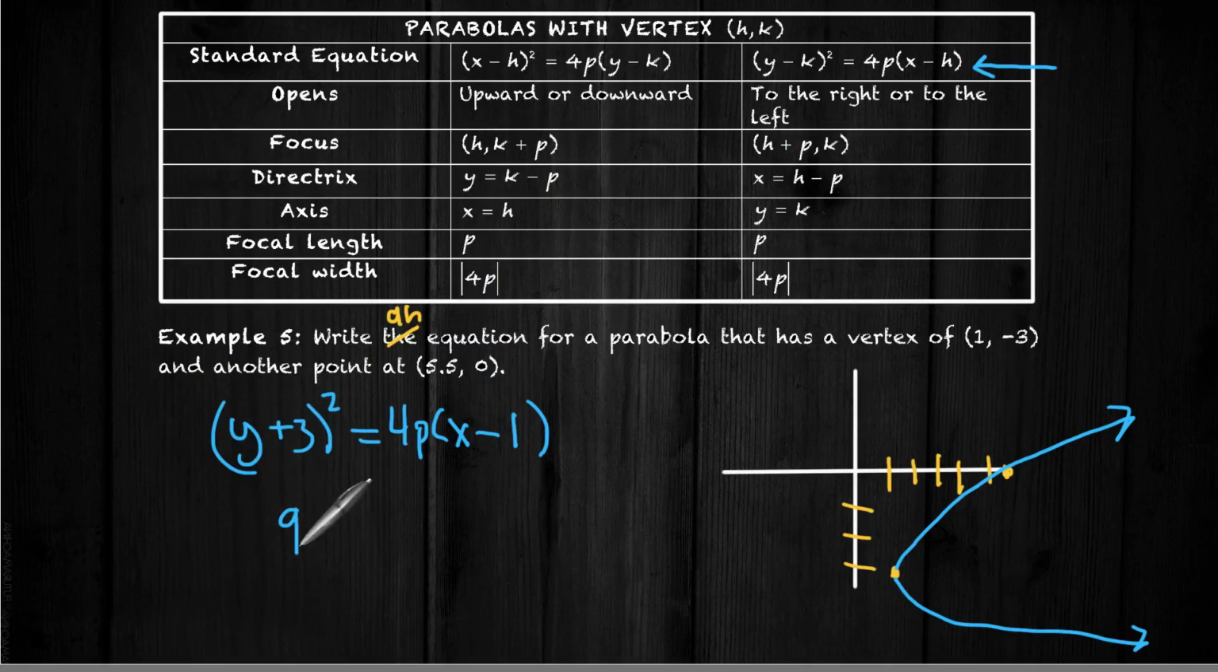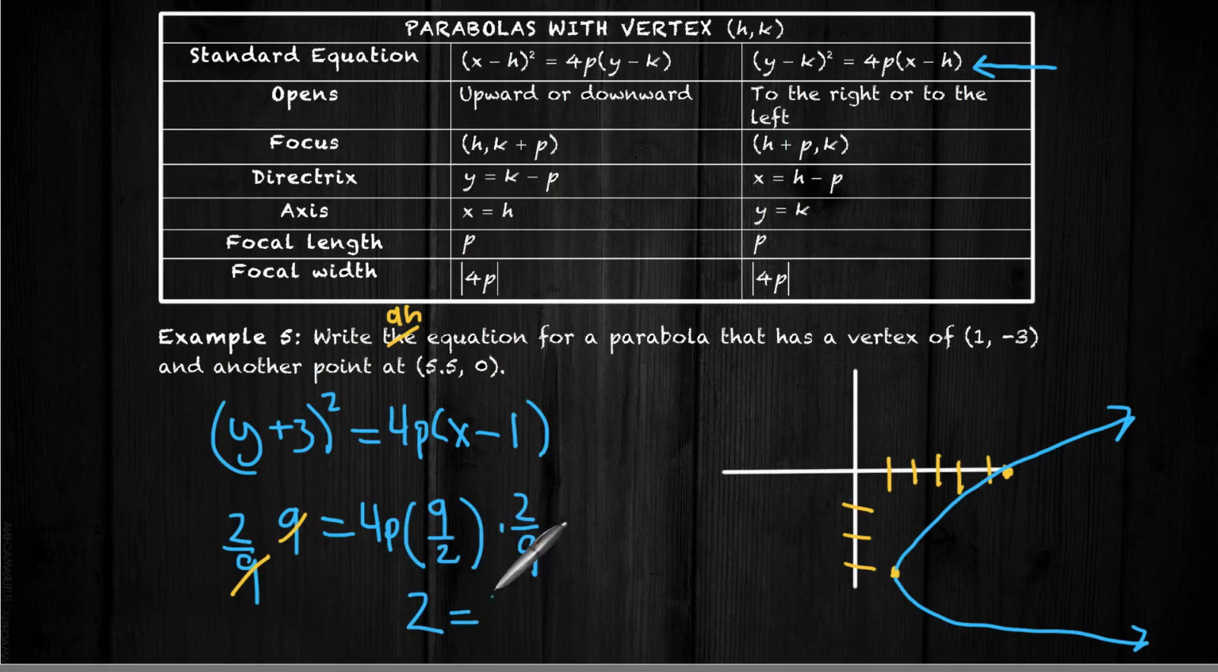So that's going to just give us 9. And then we have 4p. And then 5.5 minus 1 is 4.5. And 4.5 as a fraction is 9 over 2. And now I'm going to multiply both sides by the reciprocal of 9 over 2, which is 2 over 9. And when I do that, the 9s are going to cancel. And I am left with 2 equals 4p.